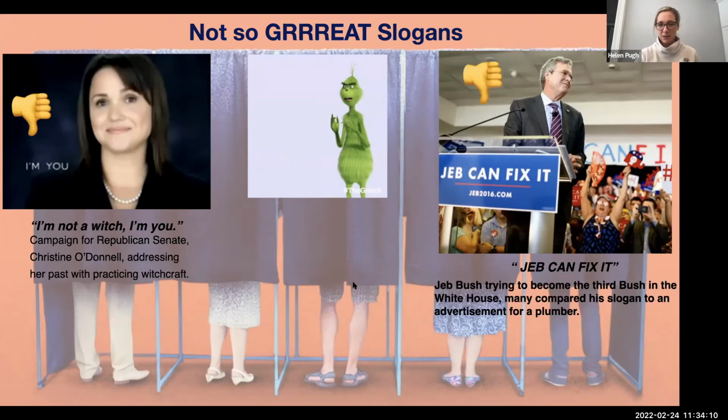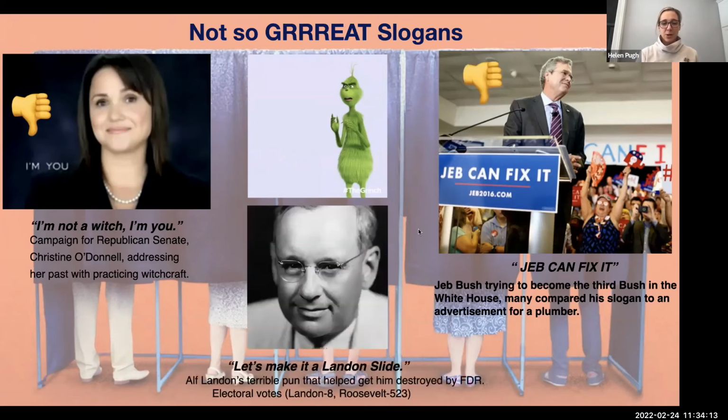All right, we will look at one more. Okay, so let's make it a landslide. So you might even hear the term landslide when someone wins on such a high level. So Alf Landon, he ran against FDR and he lost really terribly. Out of all the electoral votes, he only got 8. So that's when you hear a landslide. It worked, but not in the way he wanted. He was on the wrong side of that slide, right?